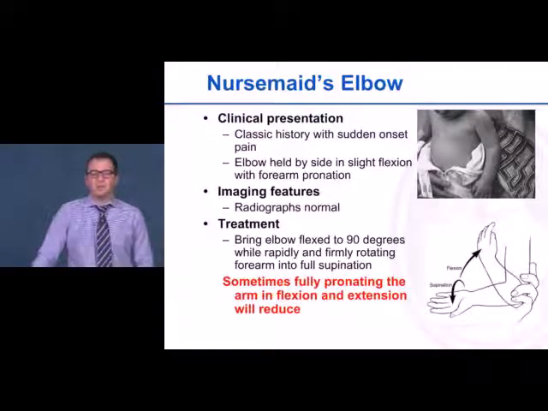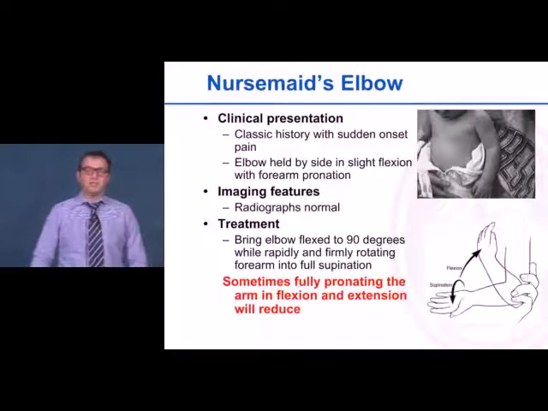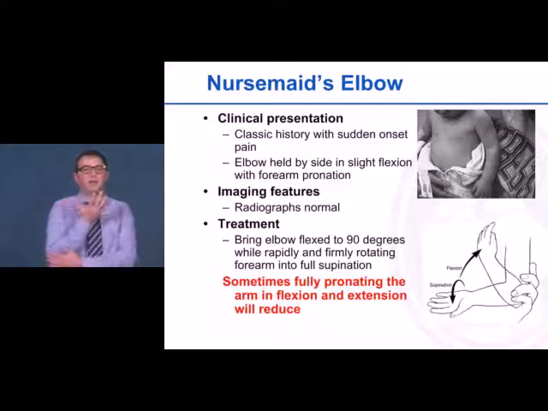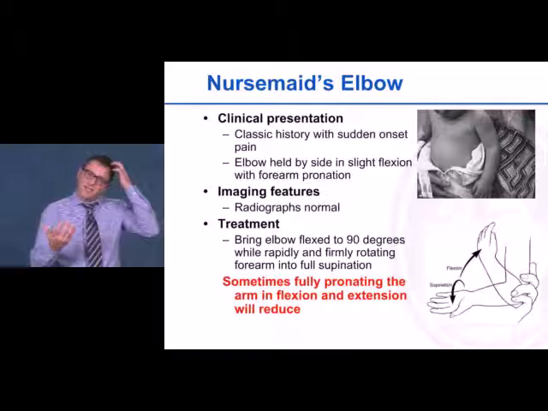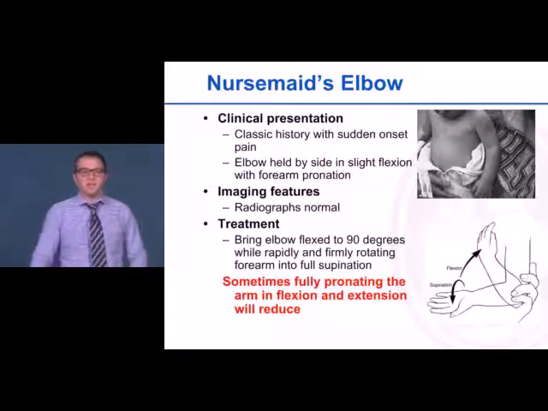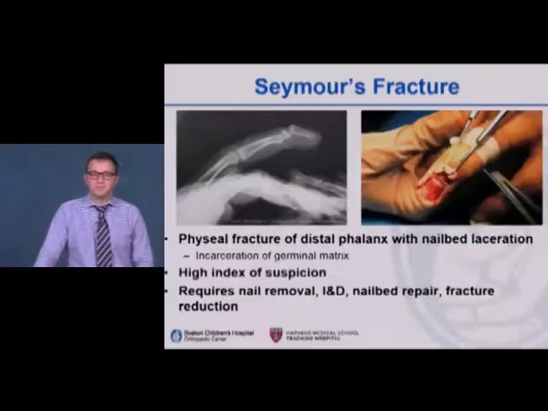The other common pearl is that most typically, reducing a nursemaid's elbow is in maximal flexion and supination. But if, when you're doing that and you have your hand on the radial head and you don't feel a reduction, then take the arm and pronate it fully and bring the arm into extension and supinate it and go through a full arc like this one or several times. And eventually you will feel a click that is quite satisfying, and that's reduction of the nursemaid's elbow.